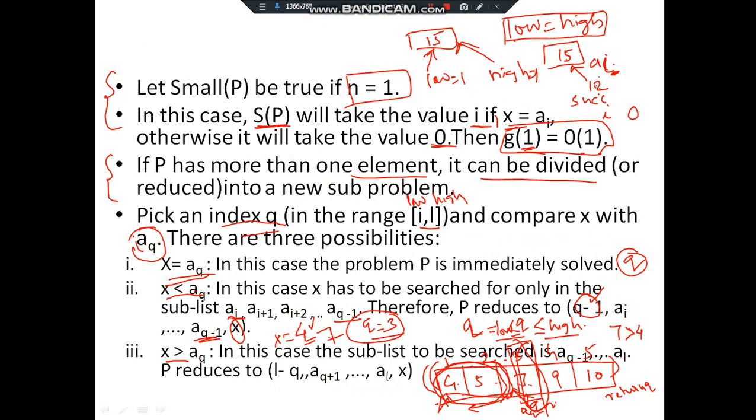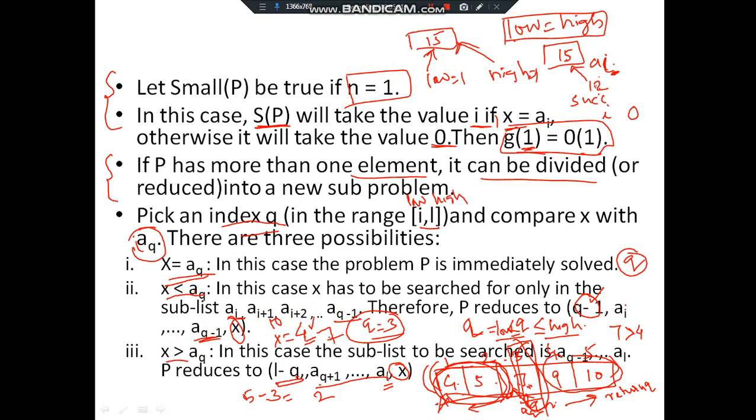And if x is greater than a of q, let us say I am searching for 10 and a of q is 7, then I have to search in the right subarray. In that case L minus q is the problem size. If there are 5 elements and we have considered 3 as q, the problem size remaining is 2. Now only 2 elements are remaining, from a of q plus 1 to a of L. So q plus 1 will become the new low, and L will remain as the high, and the element to be searched is x. So this is how the algorithm is going to be designed.